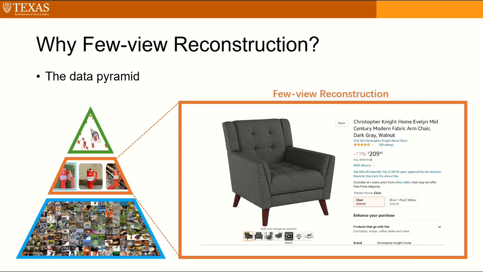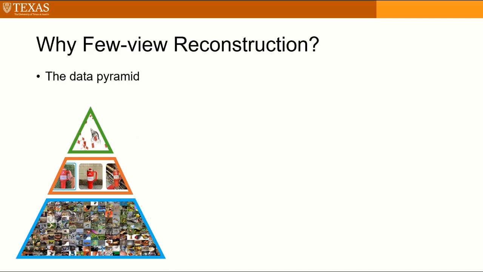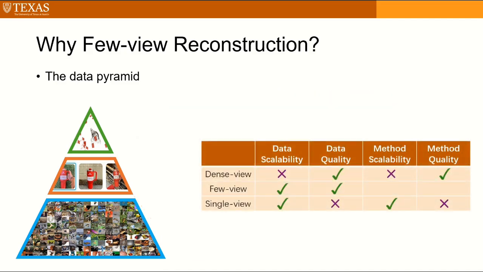Besides, the dense view method typically requires slow optimization, which limits real applications. Few view images have the advantages of both. We can still get scalable and high-quality data from the internet, or they can be easily captured. Moreover, few view images solve the ambiguity problem in most cases. Here is a comparison between the mentioned settings. Then the question arises: can we build a method for few view object reconstruction which is scalable and accurate?